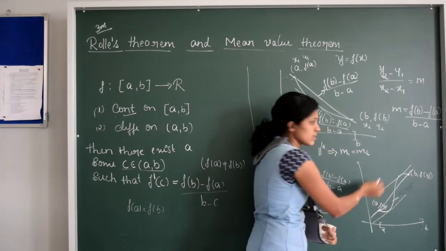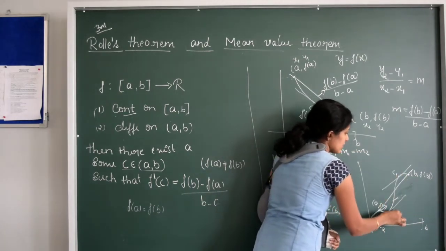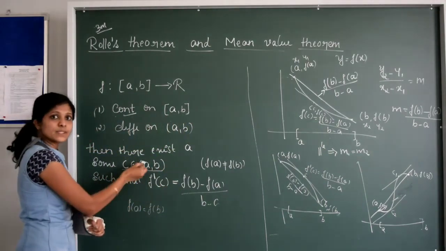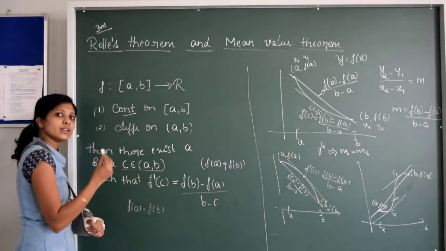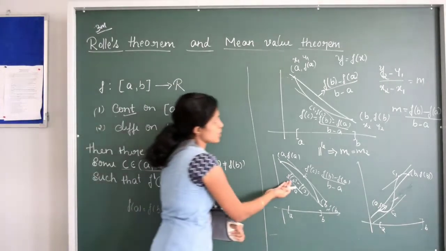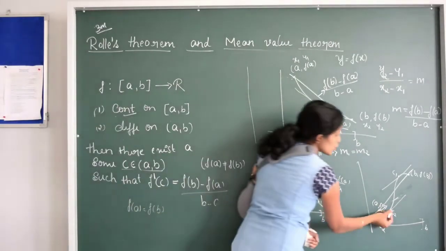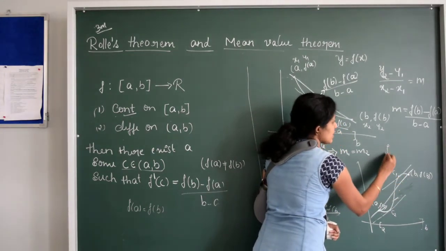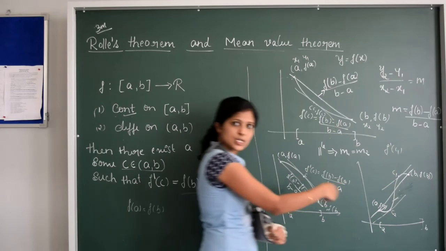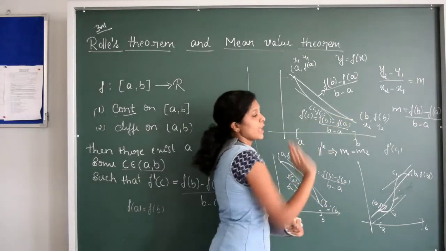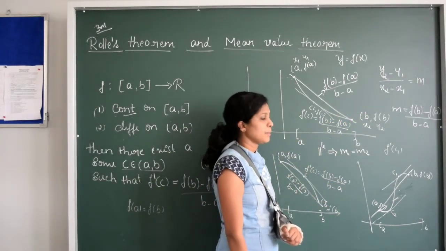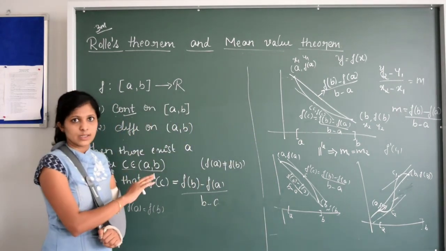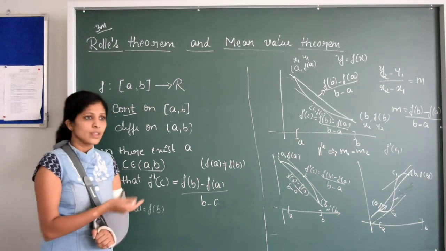Is it clear? Here two points exist. We can consider these as c1 and c2. So the statement says that there exists some c belonging to a comma b. It may be one or more than one. Here only one possibility is there, here also only one, but here two possible values are there. These are parallel to this one, so the slope will be the same. So f dash of c1 and f dash of c2 both will be equal to f of b minus f of a divided by b minus a. I hope you understood this one. Okay, try to understand the concept. In the next session we will see the problems based on this.